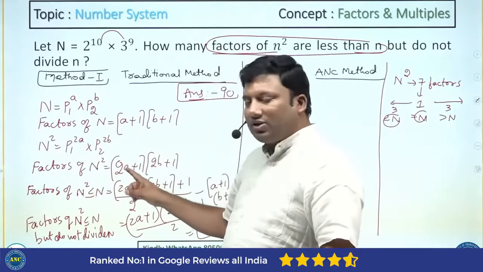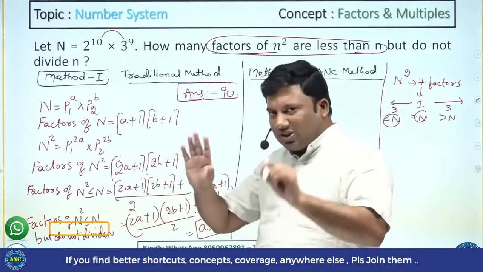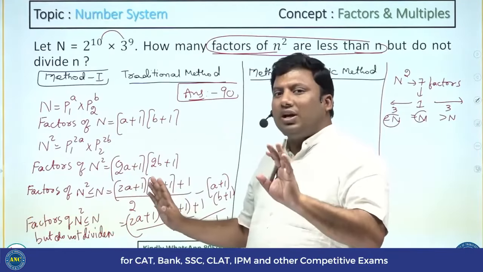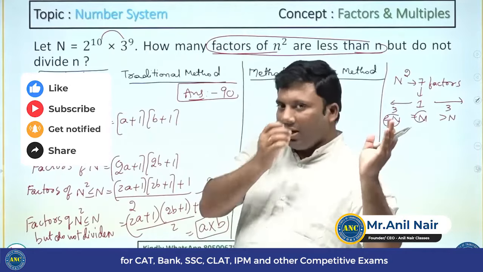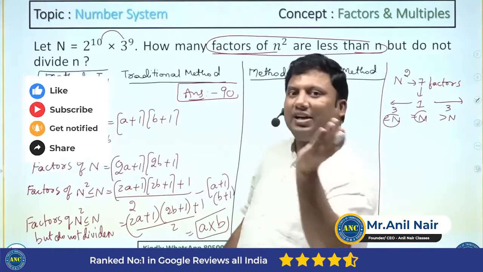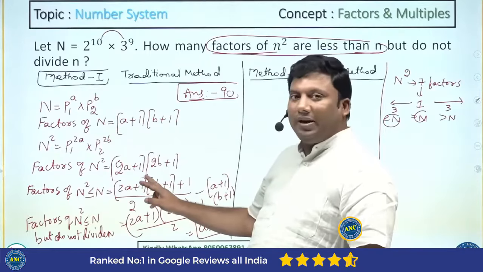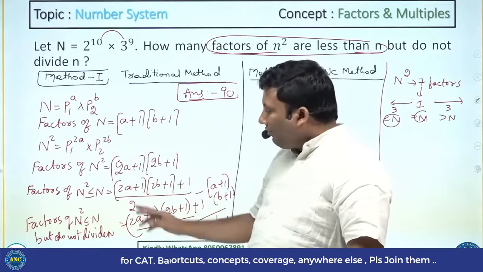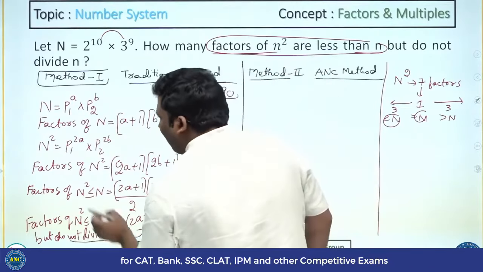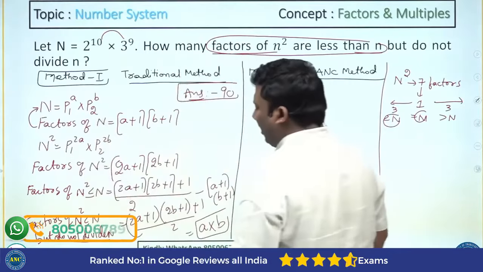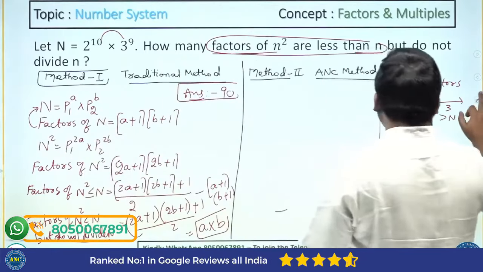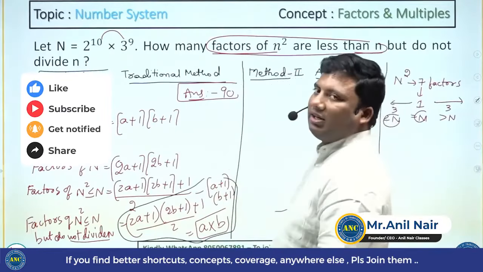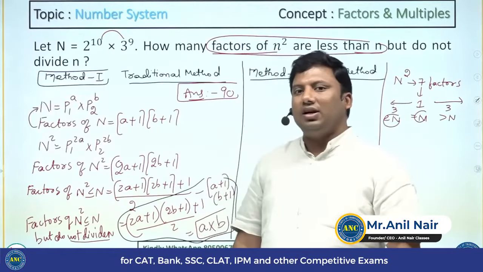Similarly, factors of n square will be 2a plus 1, 2b plus 1. Think with a very low value, a value 1, b value 1. 3 into 3, 9. 9 means 4 cases less than n, 4 cases greater than n, and one case will be equivalent to n. So 2a plus 1, 2b plus 1, plus 1 by 2. From that one, I require those that do not divide n. These are the numbers whose factor will divide n, so I have to subtract those cases. If I do this, I will get the final answer a into b.